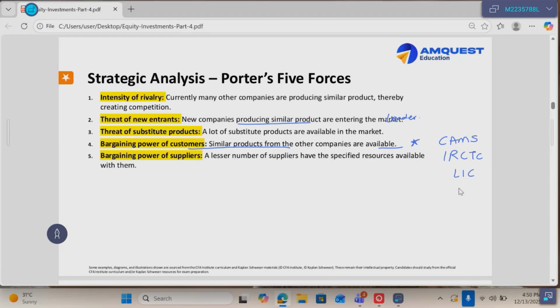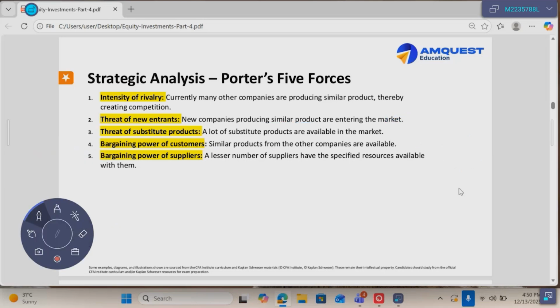So what are the 5 forces that you must be aware of? First is intensity of rivalry. That means how is the competition? Are firms constantly engaged in price wars? Are they offering similar kinds of products or very different kinds of products? If they're offering different kinds of products, then the rivalry is very less. Then, can new companies enter the market and offer a very similar product?